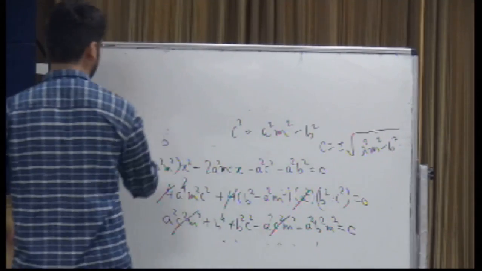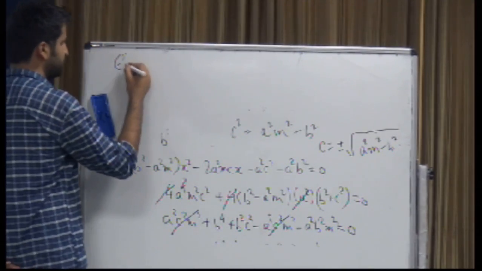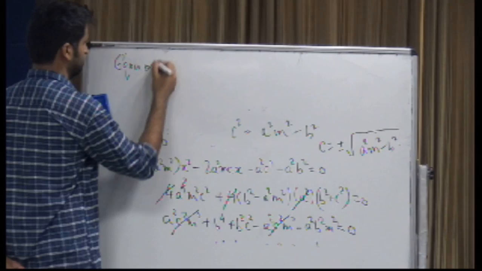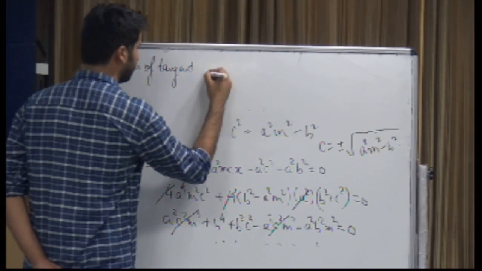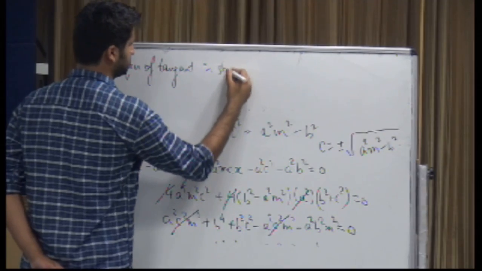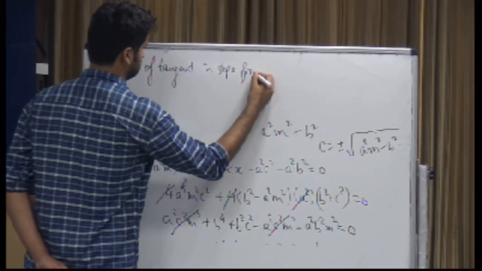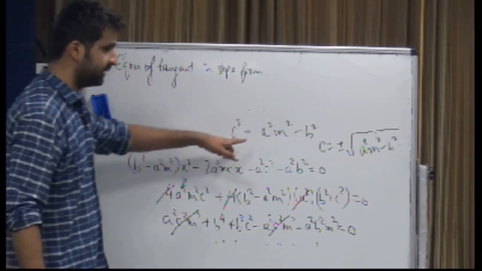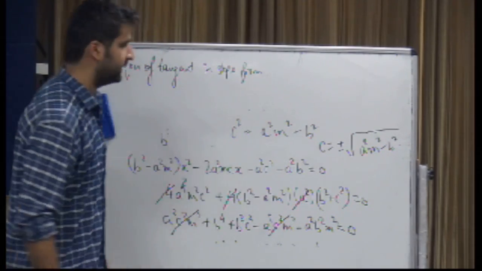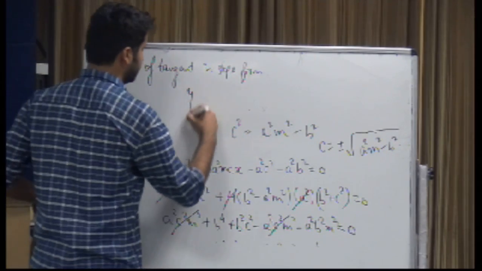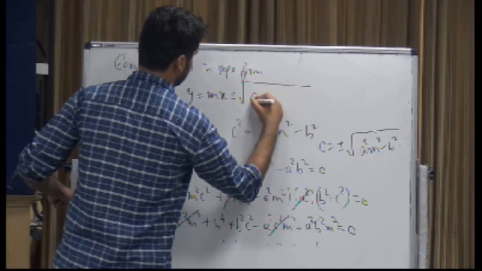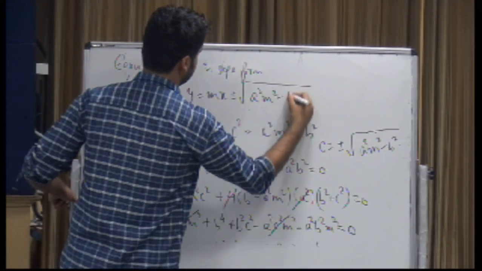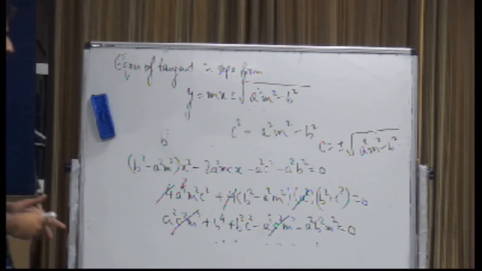So finally we can say that the equation of tangent in slope form. Why is this called slope form? Because in the equation we are getting m over here, right? So that is the slope. So we will get y is equal to mx plus minus root a square m square minus b square. Okay.